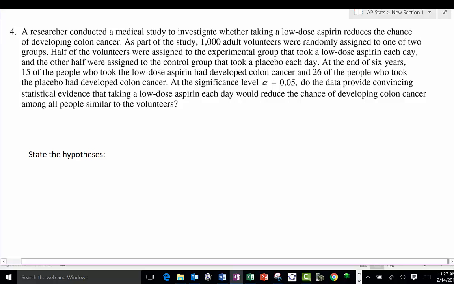Okay, so what are the hypotheses? Do the data provide convincing statistical evidence that taking a low dose aspirin would reduce the chance of developing colon cancer? So the standard thought is that the null hypothesis is that there is no difference. So the null hypothesis is that the proportion who later contract colon cancer with aspirin is the same as the proportion of adults similar to the volunteers who take a placebo. So basically there is no difference in the proportions of incidence of later contracting colon cancer.